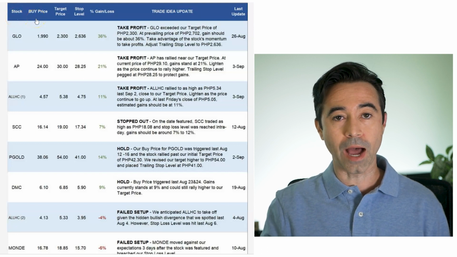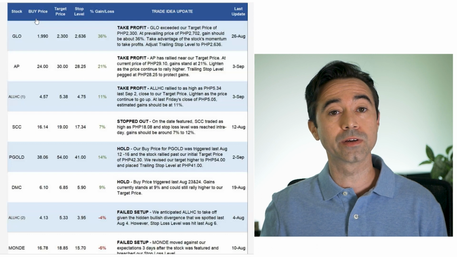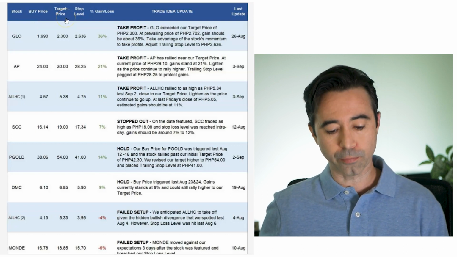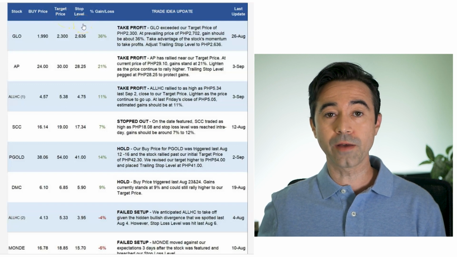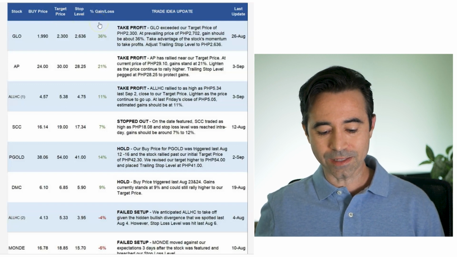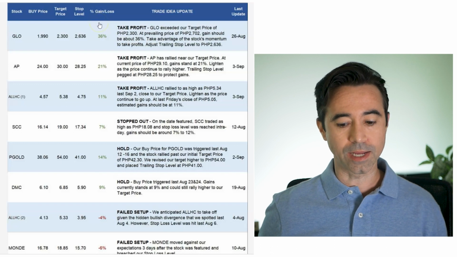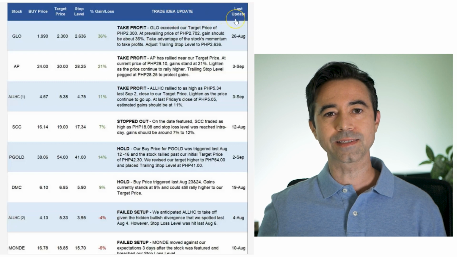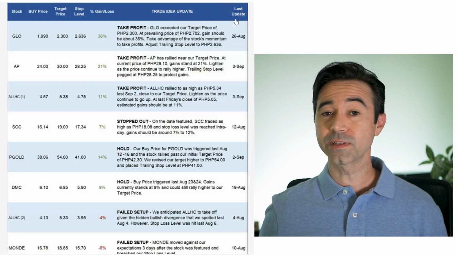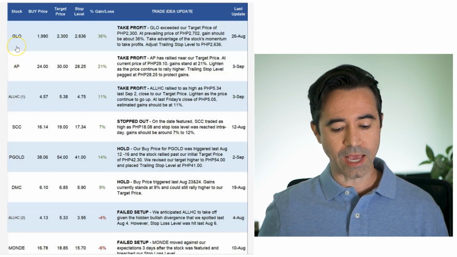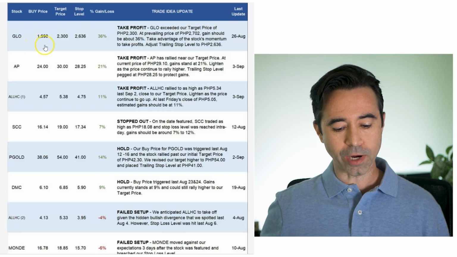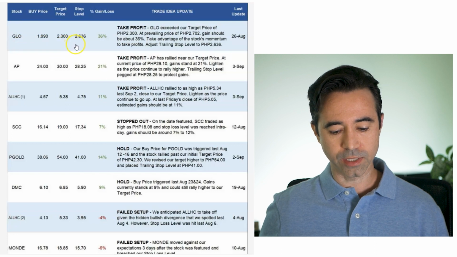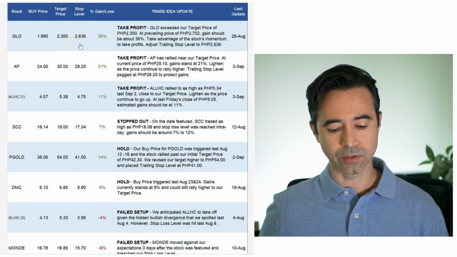You'll see the buy price, or the price that BDO Securities first thought that this stock should have been purchased. You'll see the target price of the stock, the stop level, the percent gained or percent lost since the trade idea, and the trade idea update, and finally, the last update that BDO Securities sent out. So let's look through some of these stocks. The first thing we have is Globe, and the buy price for Globe is $1,990, the target price was $2,300, and the stop level is $2,636.